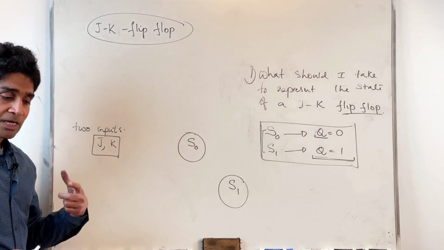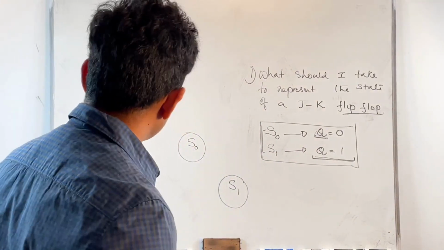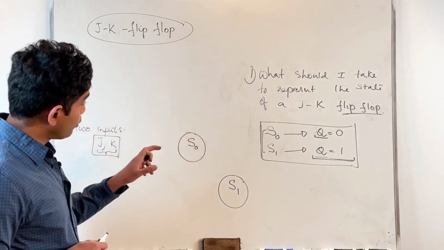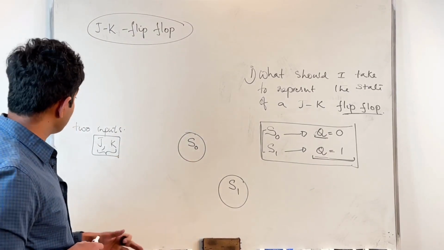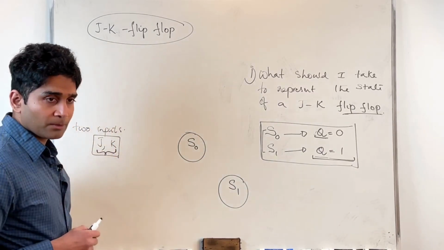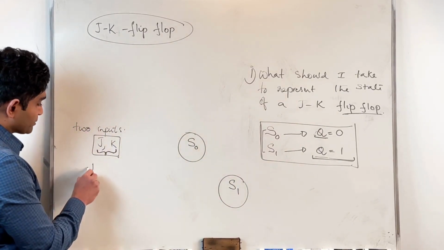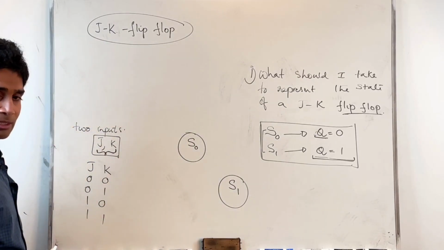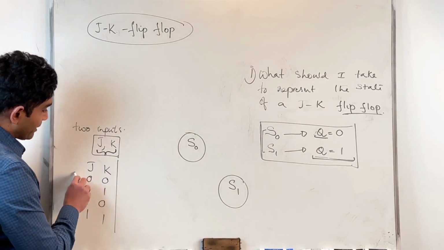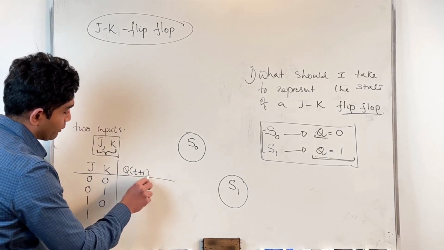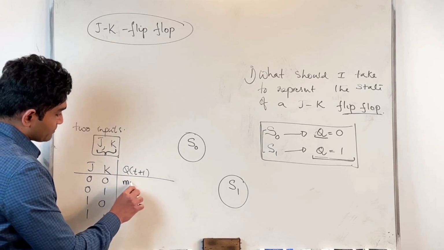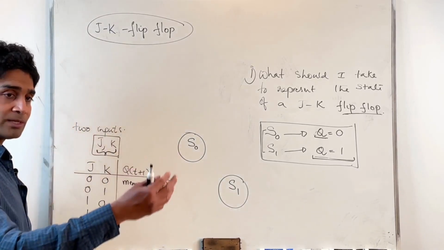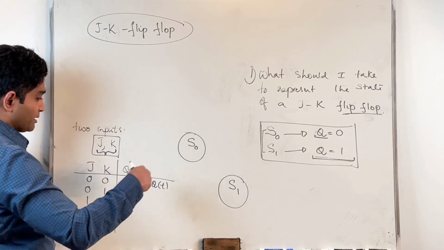Okay. Now let's try to complete the state diagram of a JK flip-flop. I have two inputs, J and K, that are acting on my flip-flop. And I go to S0 state. I look at all possible combinations of my J and K inputs. What are the combinations? I have 0 0, 0 1, 1 0, 1 1. So these are the combinations of the inputs for a JK flip-flop. And this is basically the characteristic table we already know. 0 0 corresponds to the memory state, where the output does not change.